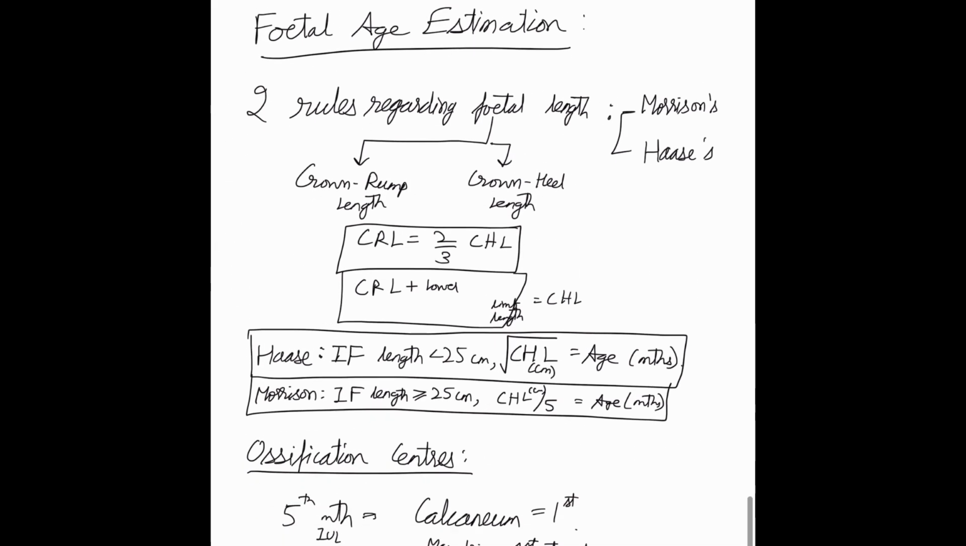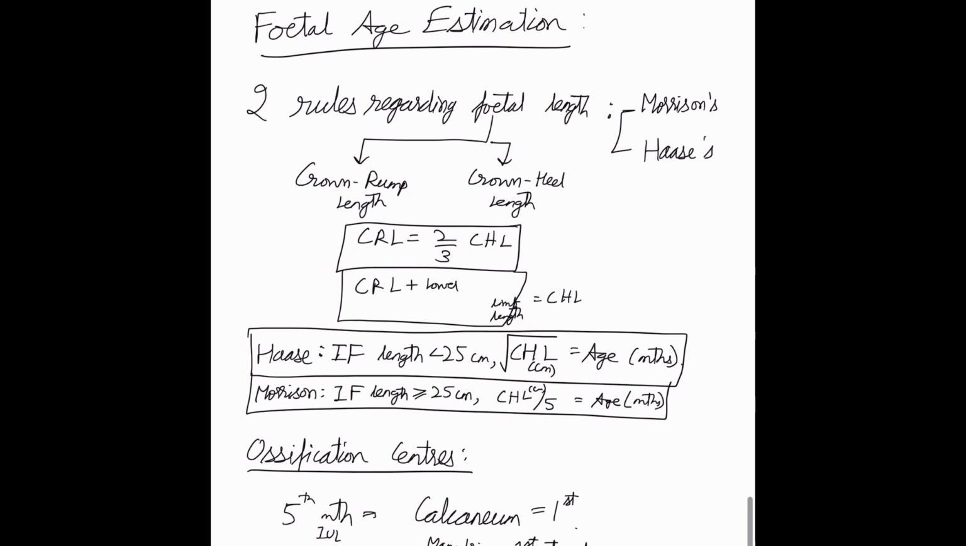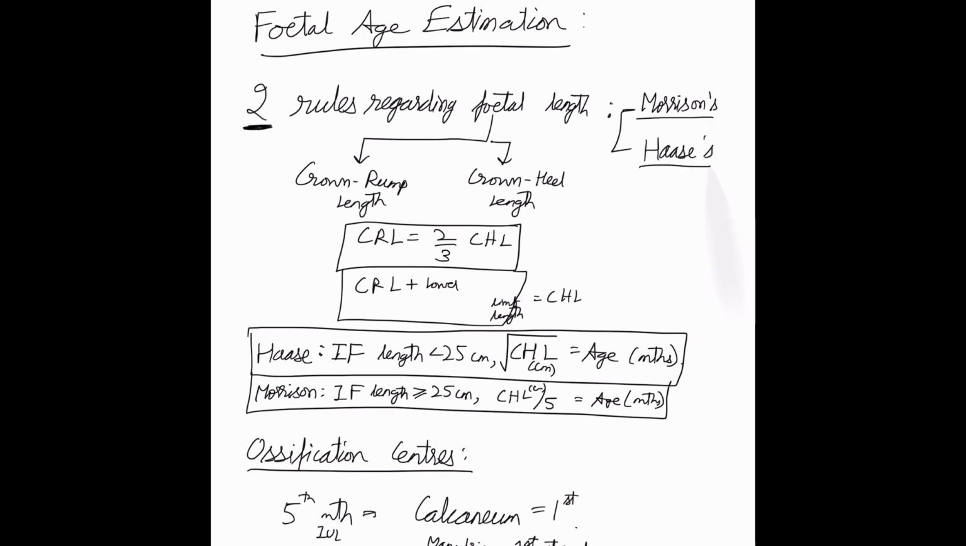Now we'll look at fetal age estimation. So there are two rules which we use to assess fetal length, but before that, we look at the two types of fetal length. We have crown rump length or CRL and crown heel length or CHL. So the relationship between the two is as follows. Add the lower limb length to the CRL to get the CHL. CRL is basically 2/3 of the CHL.